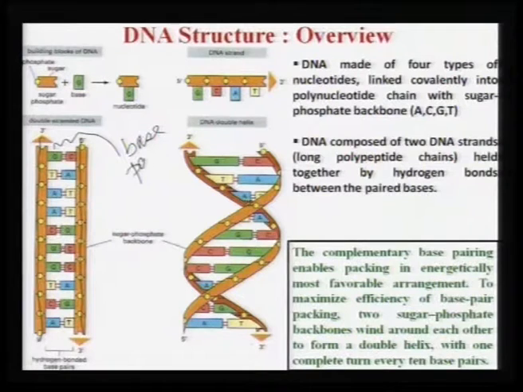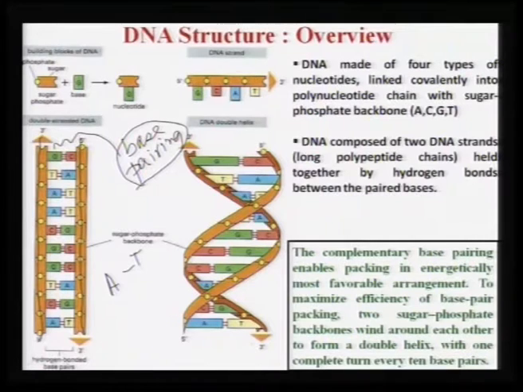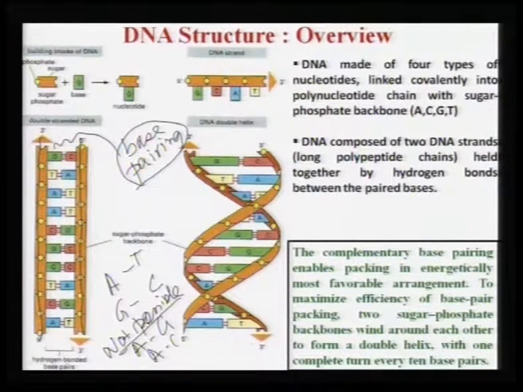Okay. Now, this base pairing, as you notice, is very specific. A always pairs with T and G always pairs with C. That means A would never pair with G or A would never pair with C. Okay. So, AT is possible, GC is possible. What is not possible is AG or AC.